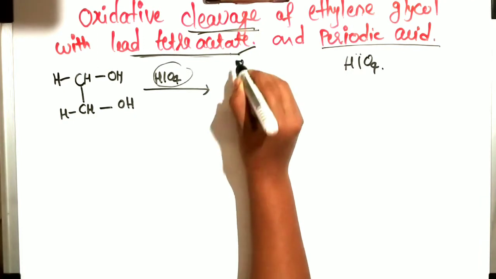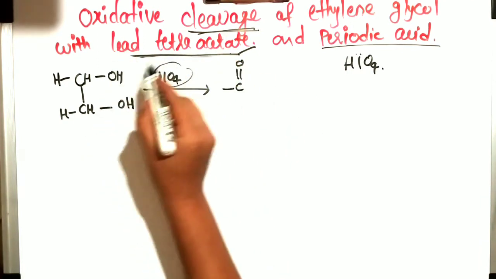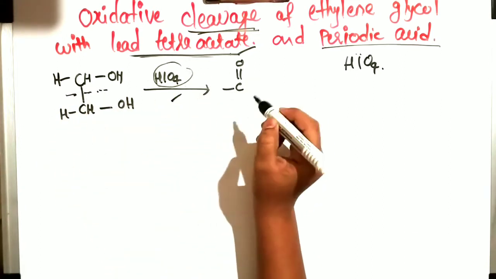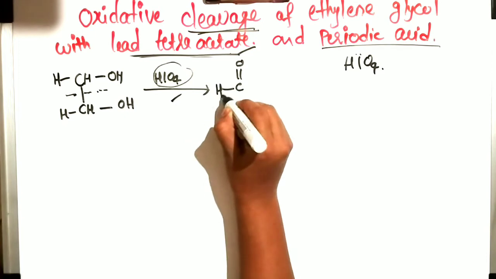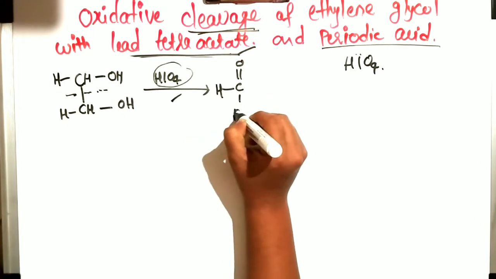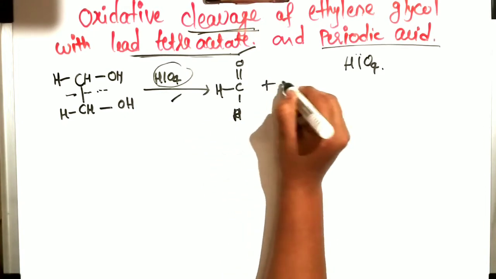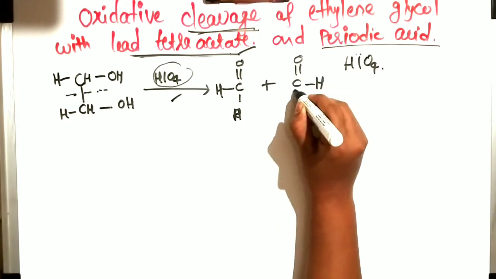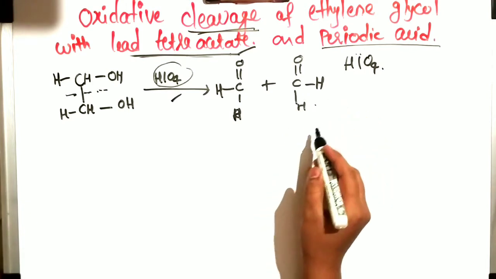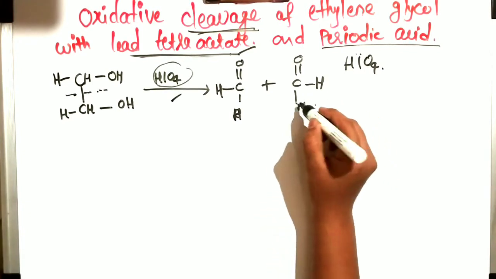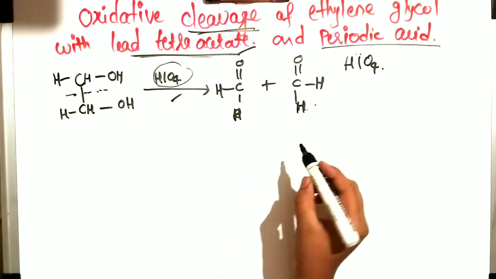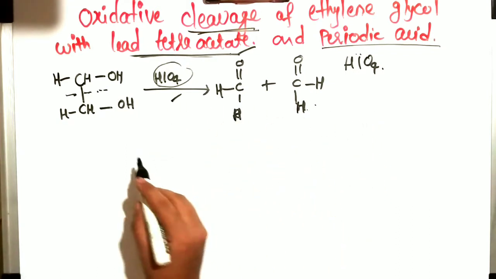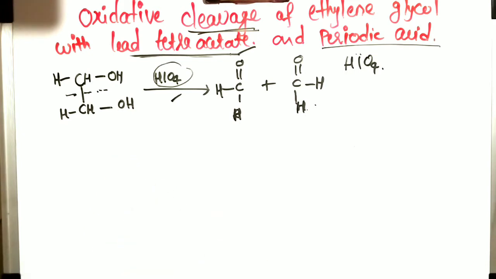What will we get here? C-C cleavage. Cleavage means here cleavage will take place. This is the general reaction; the mechanism we'll see later. What will we get? Formyl groups, C double bond O, H and H. So two formyl groups we will get, formaldehyde we can say. So this is the general reaction. Now we'll see the mechanism.